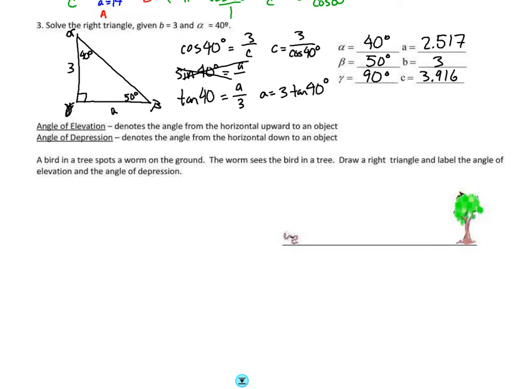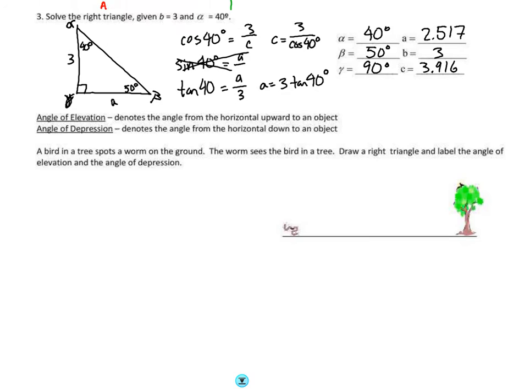Now that we've talked about solving right triangles, we can go through this thing called angle of elevation and angle of depression. It's all denoting the angle that's formed by the horizontal and the location of the object. So angle of elevation, here's my line of sight. I'm looking up at an object, so that's my angle. Whereas angle of depression is denoting the horizontal from the downward location of the object. So again, line of sight, looking down at an object this way.